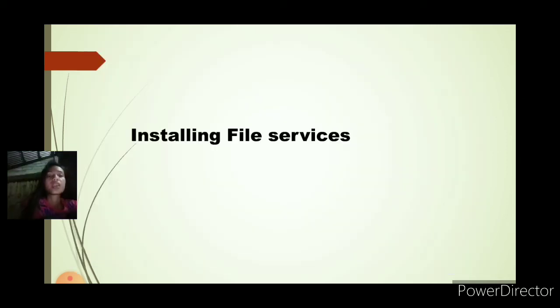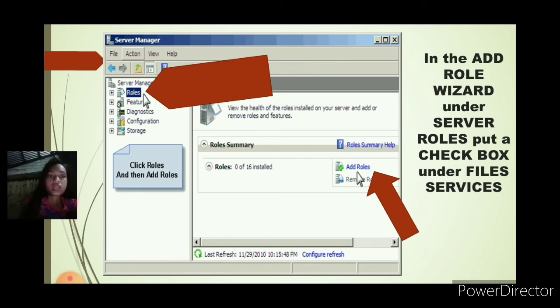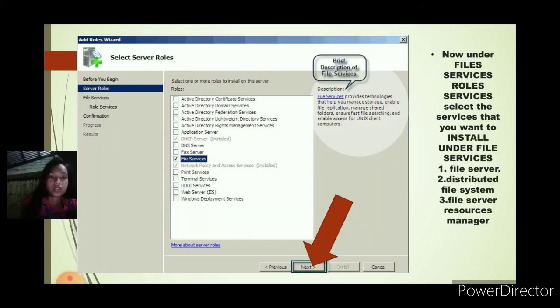So, in installing file servers, you need to go to the Server Manager, in the left column select Roles, and in the main window area, click on Add Roles. Then, pagkatapos nyan, in the Add Roles Wizard under Server Roles, put a checkbox under File Services. Then now, under File Services role services, select the services that you want to install. You need to check File Server, Distributed File System, and File Server Resource Manager.